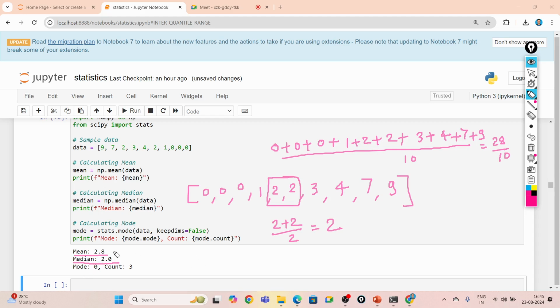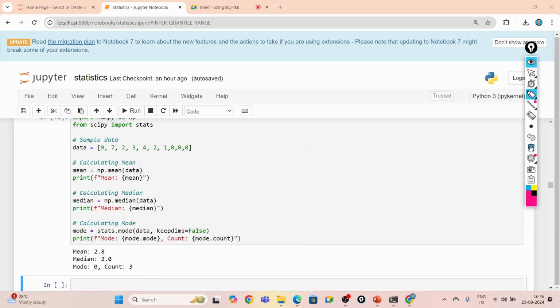Now third is about what? Mode. So what is a mode in this case? Mode is the element which occurs multiple times. So which element occurs multiple times? If you see this, the occurrence is 0. So my mode is 0 and the count for that mode is 3. The 0 occurs 3 times. Is it clear? Yes. Are you clear with this part?